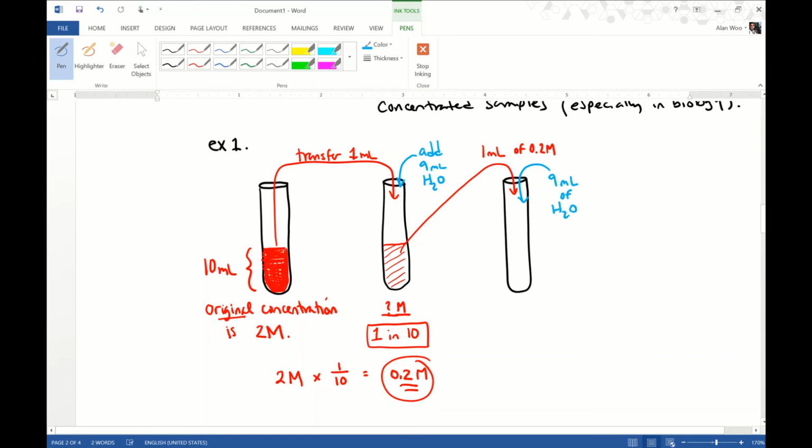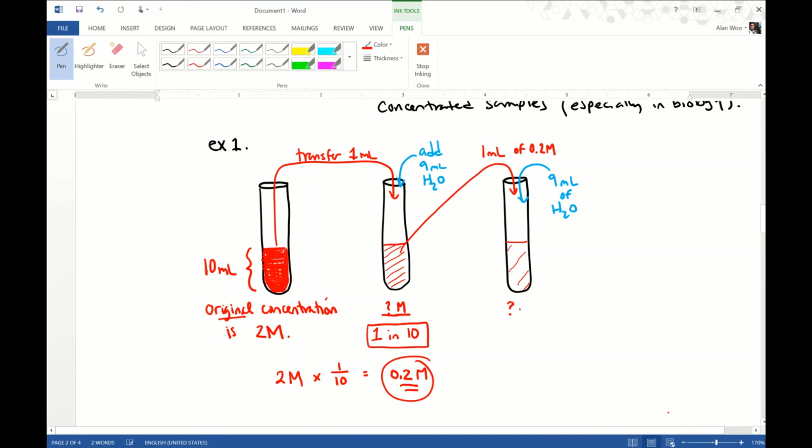Okay, what's my total volume? 9 plus 1, which is 10 again. But it's not the same concentration as my other two. In fact, this turns out to be way less concentrated. So again, the color will start to go from a really deep red to a very faint red, because it is not as concentrated.